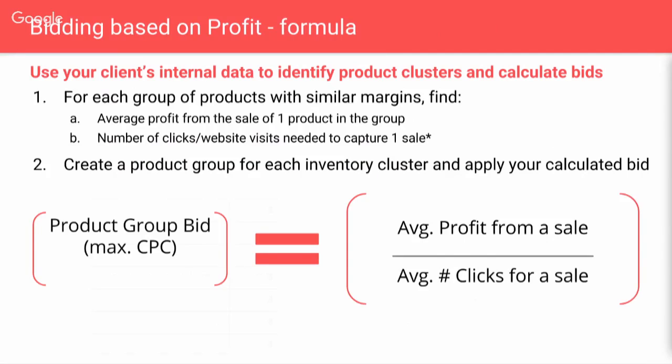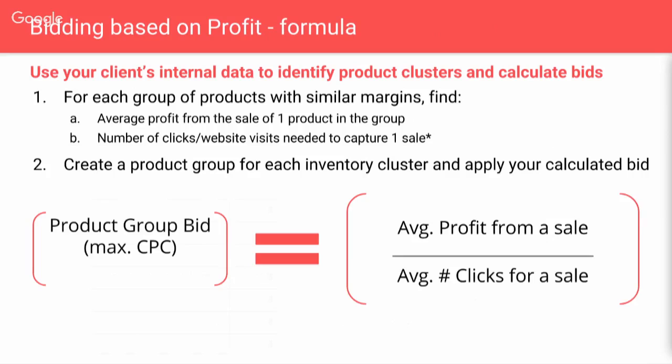You want to average your profit from the sale of one product in that group, and then have the number of clicks or website visits that are needed to capture one sale. You can get this information from Google Analytics. It'll tell you, let's say, in order to get one sale for a mountain bike, they need 40 clicks, or 40 people to look at it for one person to choose to make that purchase.